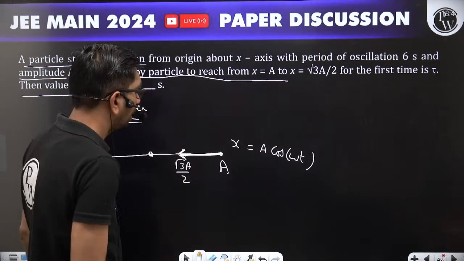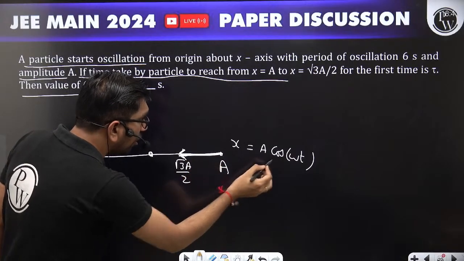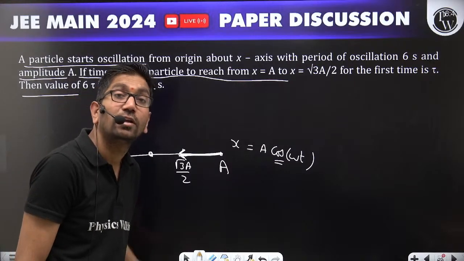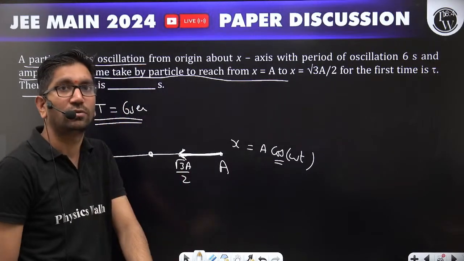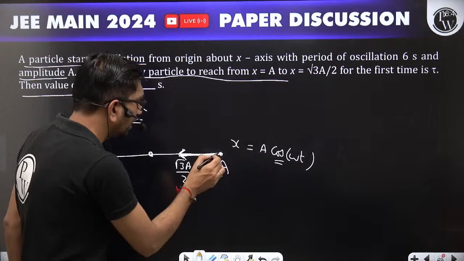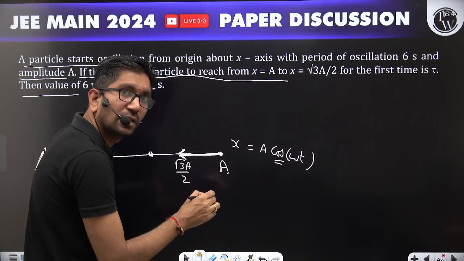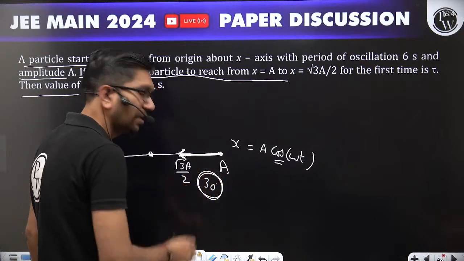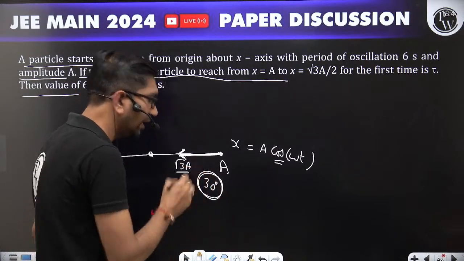Now, in cos, when we get this root 3 by 2, it is at 30 degrees only, no? So from here to here, the angle it made is what? 30 degrees. Is it clear?